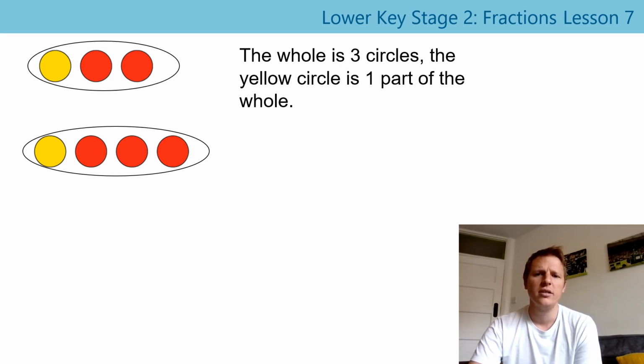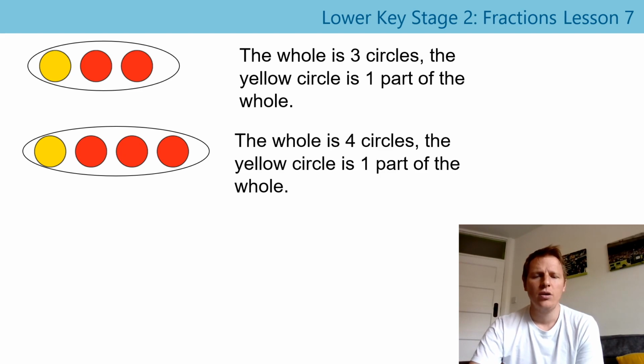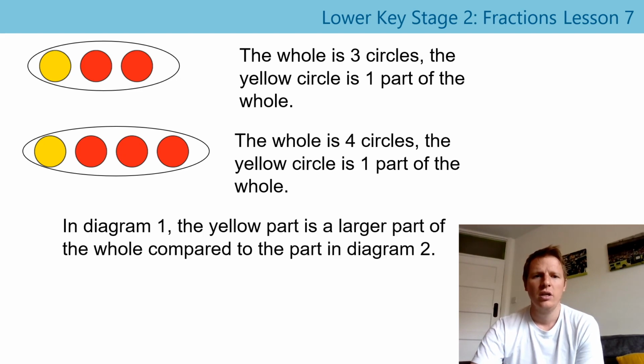Let's do that together. The whole is 4 circles. The yellow circle is 1 part of the whole. In diagram 1, the yellow part is a larger part of the whole compared to the part in diagram 2. That's the same sentence written in a slightly different way as we did before.